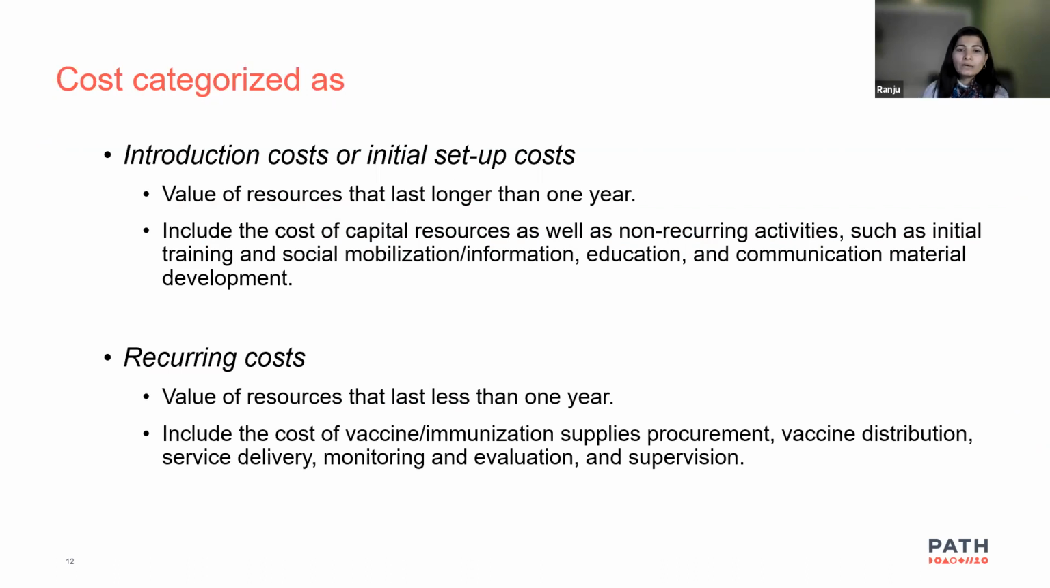And the costs were categorized into the introduction or the initial setup cost and the recurring cost. And for the introduction cost, we included the value of resources that last longer than a year, and they include the cost of capital resources as well as the non-recurring activities such as initial training, social mobilization, the development of the communication materials, etc., that had a life longer than a year. For the recurring cost, we included the value of resources that last less than a year, and they primarily include the cost of vaccine procurement, immunization supplies, vaccine distribution, service delivery, monitoring, supervision, etc.